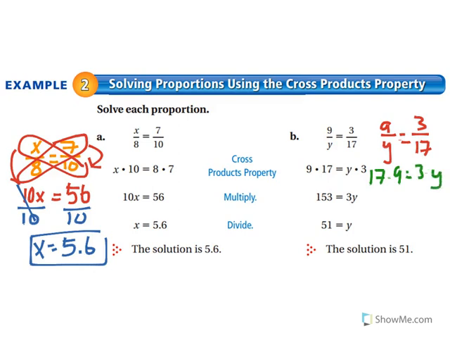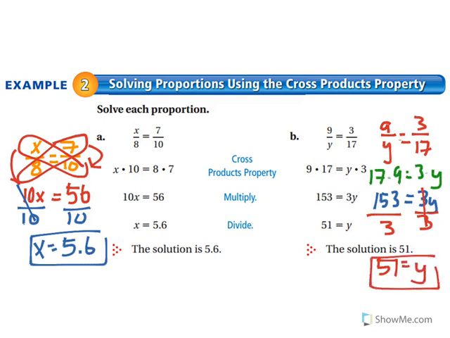So here I'm just writing out the numbers I'm going to multiply. Okay, and then 17 times 9, you probably want to use a calculator. We get 153. And this equals 3y. Now I can divide both sides by 3. These cancel out. I get 51 is equal to y. Okay, this is solving a proportion using your cross products.